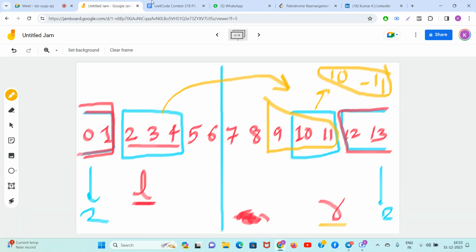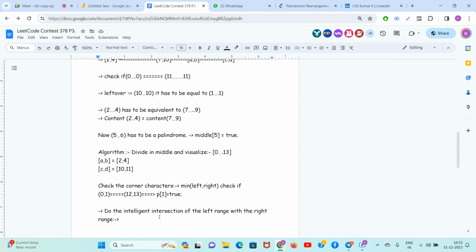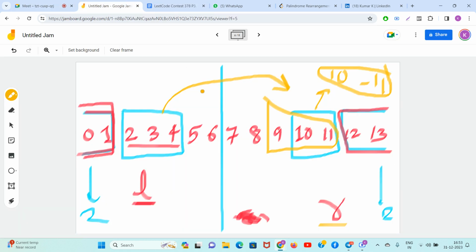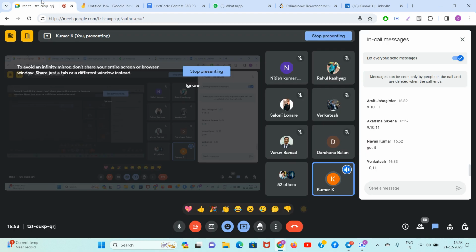I am telling you the algorithm. Do the intelligent intersection of the left range's mirror image with the right range. So if you take the mirror image of 2, 3, 4, it is 9 to 11, and its intersection will give you 10 to 11. Okay.